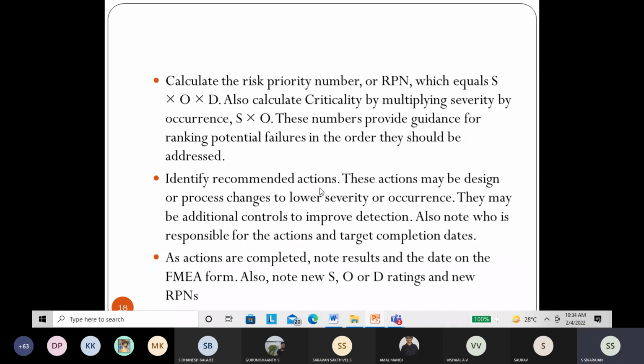The idea of giving the recommended action is that we want to lessen the severity, reduce the number of occurrences, and improve the detection. For that, we have to add controls like cash alerts and other things. As actions are completed, note the results and data.